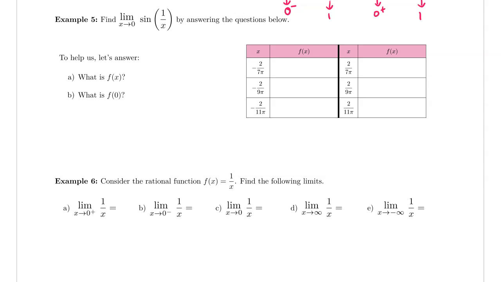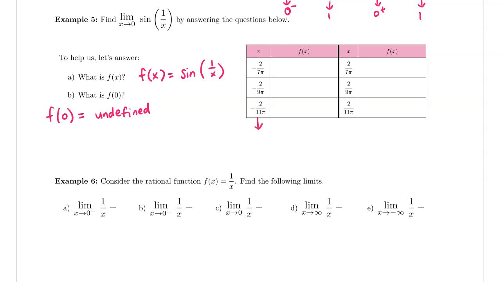Example 5 says, find the limit as x approaches 0 of sine of 1 over x by answering the questions below. What is our function? The function that we're taking the limit of is sine of 1 over x, and if we were to evaluate f of 0, this would be undefined because we would have division by 0. So let's use the table to try to answer this question.